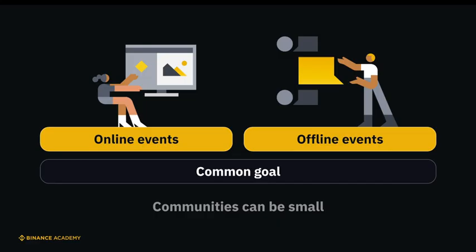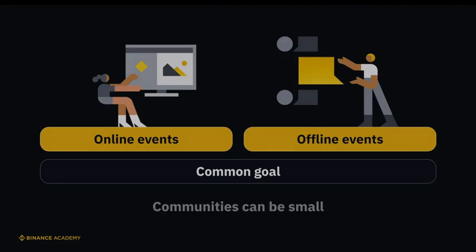You need to determine if a group of people can come together to achieve a common goal for the long term. This is why many blockchain projects launch DAOs after they've operated for a while, building a strong community. The community size doesn't have to be large. It can be small, depending on the purpose.